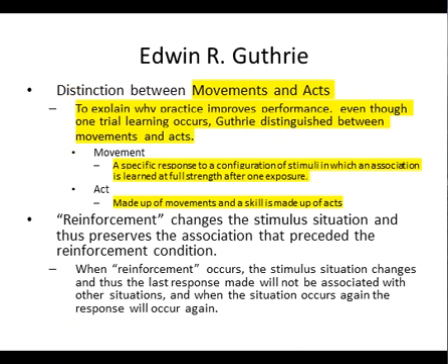So the distinction between movement and acts. To explain why practice improves performance, even though one trial learning occurs, Guthrie distinguished between movements and acts. A movement is a specific response to a configuration of stimuli in which an association is learned at full strength after one exposure. An act is made up of movements and a skill is made up of acts. Reinforcement changes the stimulus situation and thus preserves the associations that preceded the reinforcement condition. When reinforcement occurs, the stimulus situation changes and thus the last response made will not be associated with other situations, and when the situation occurs again, the response will occur again.